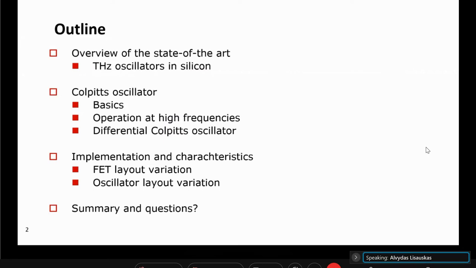So first, I will start with an overview. Then I will focus on the specific oscillator design. It's a Colpitts, and we'll try to give as clean as possible the basics, the operation at high frequencies and its implementation, and then layouts and results.